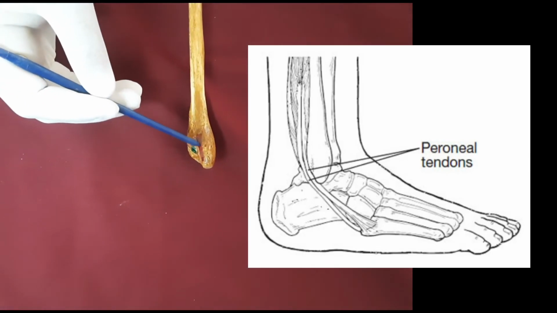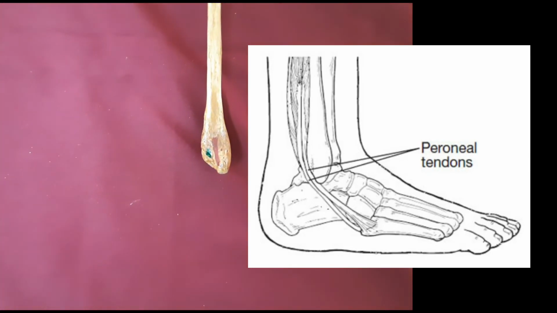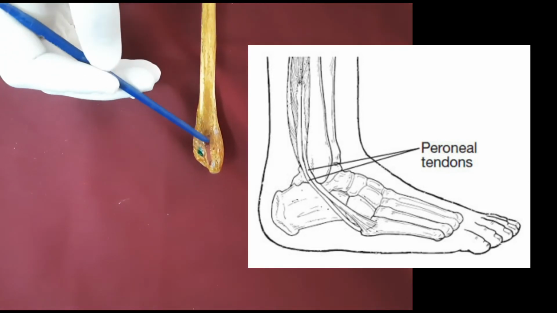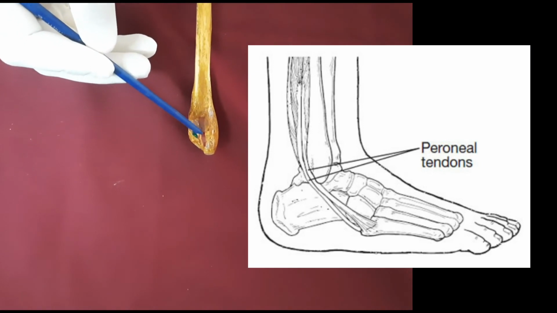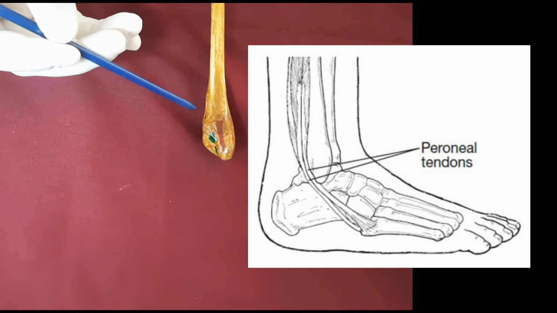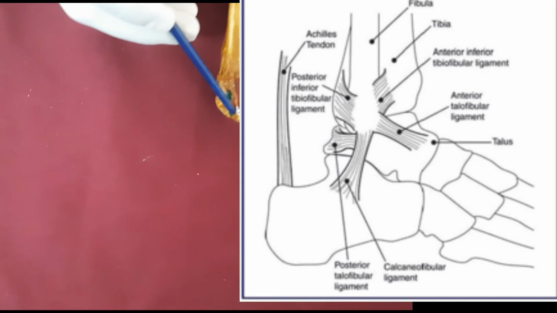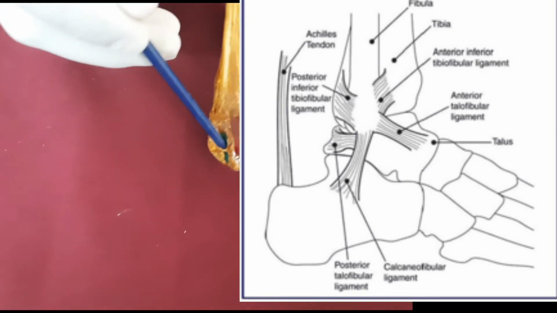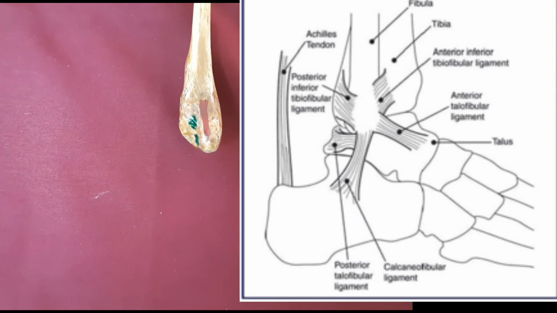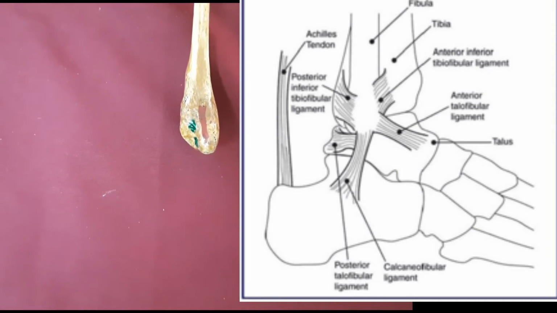Now, over the posterior aspect of the lateral malleolus, there is a groove. That groove is for lodgement of the two tendons, peroneus brevis and peroneus longus. In the deeper part there will be peroneus brevis, and in the superficial part there will be peroneus longus. The last one, at the notch at the inferior aspect of the lateral malleolus, there will be ligamentous attachment of calcaneofibular ligament. So friends, that's all for ligamentous attachment.